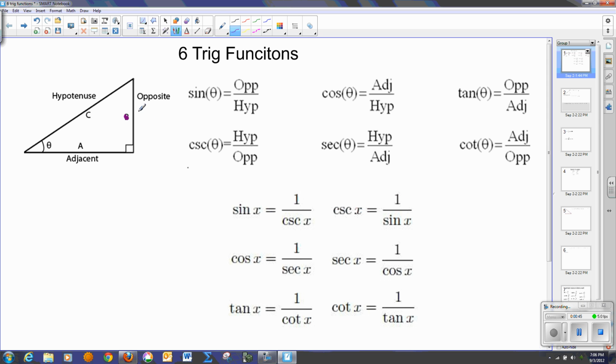Sides are typically labeled with lowercase letters, and the angles opposite them have the corresponding capital letter. So this side we'll call small case a, this angle capital A. This will be a small case c, and this is a capital C. Notice always opposite the right angle is your hypotenuse.